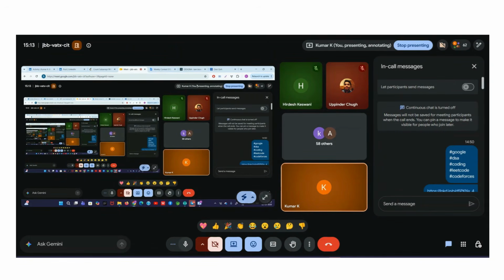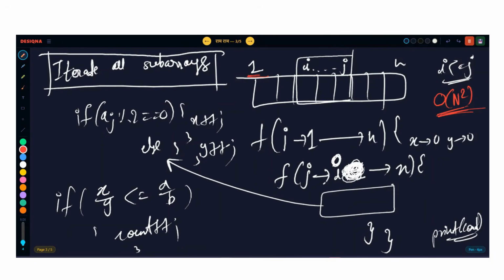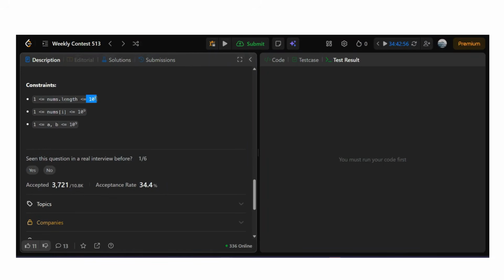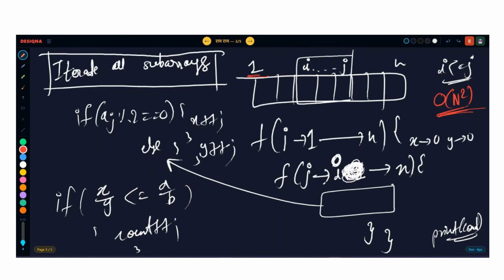So TLE क्यों हो गया? n square है ना? But you see here n is 10 raised to 5. So 10 raised to 5 into 10 raised to 5 is 10 raised to 10. Okay, clear? And our algorithm should never have more than 10 raised to 8 operations if you want it to run in 1 second, generally speaking, in competitive programming and contests. So, okay, we will optimize it.